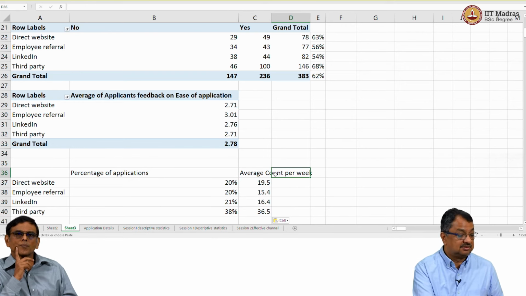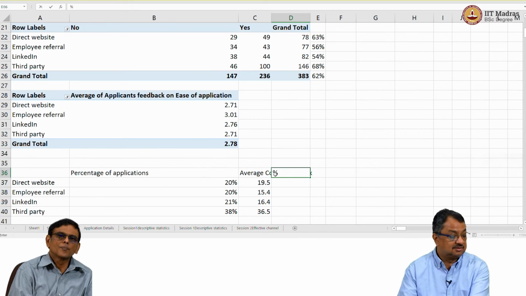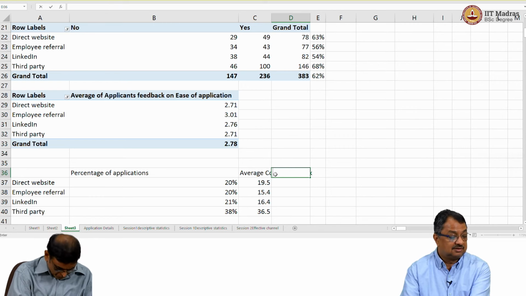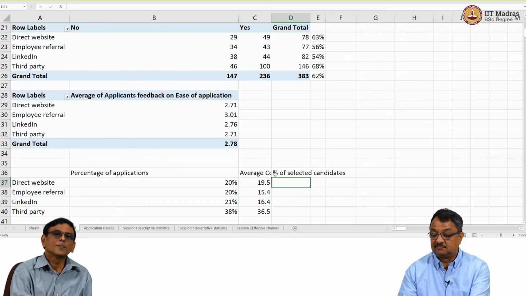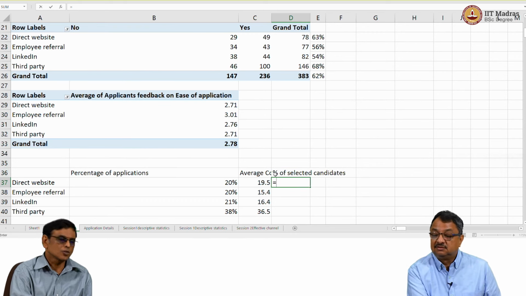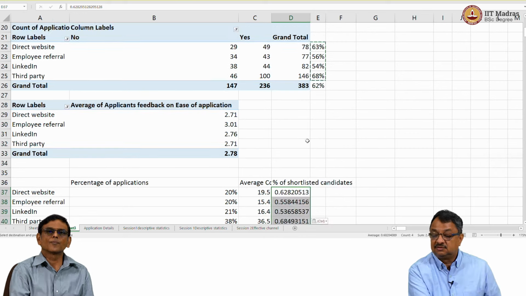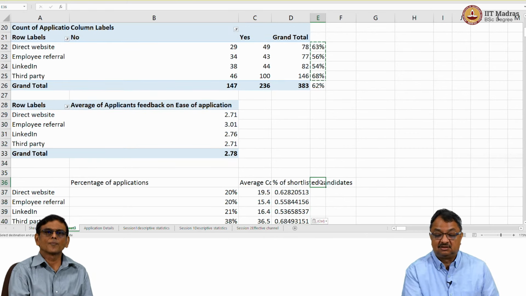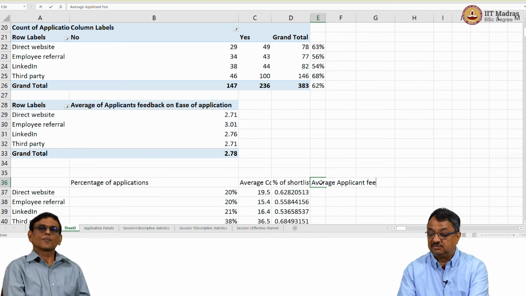Next was percentage of total applicants in channel. We already did this. Then normalized average feedback. Percentage of selected candidates. I thought you didn't want that. Only shortlisted candidates wanted. So shortlisted, sorry, not selected. And the last one is average applicant feedback.